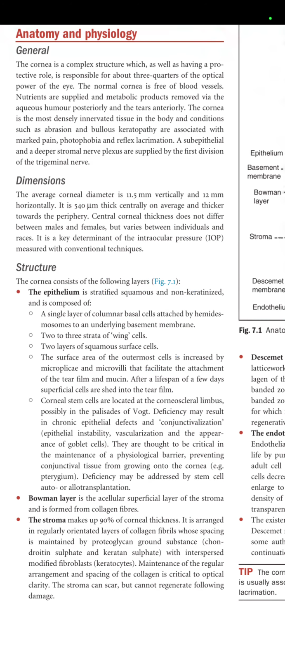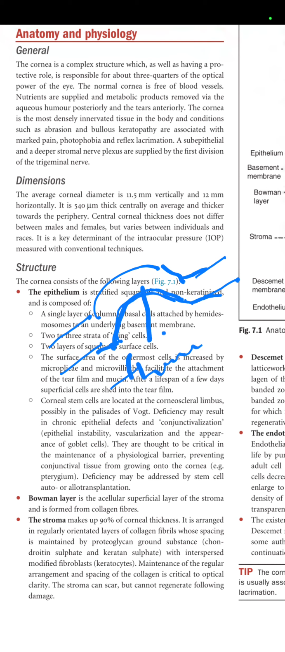It is 540 micrometer thick centrally on average, and thicker towards the periphery. Central corneal thickness does not differ between males and females, but varies between individuals and races. So what does it mean? It is about 540 micrometer thick, so the cornea is like this. It is prolate in shape. It is thin in the center and thick at the periphery.